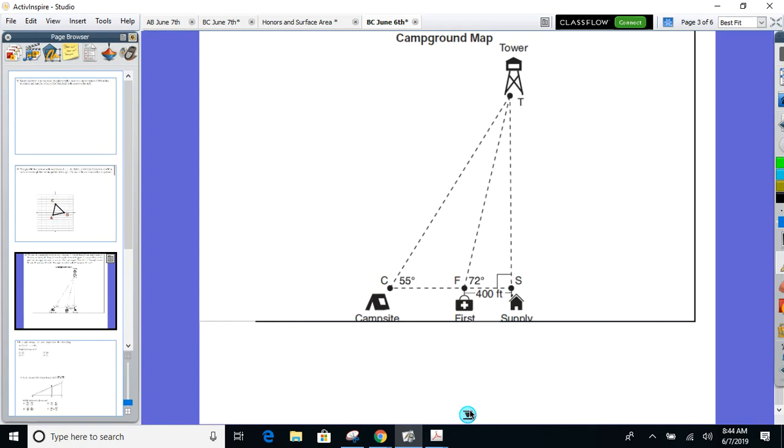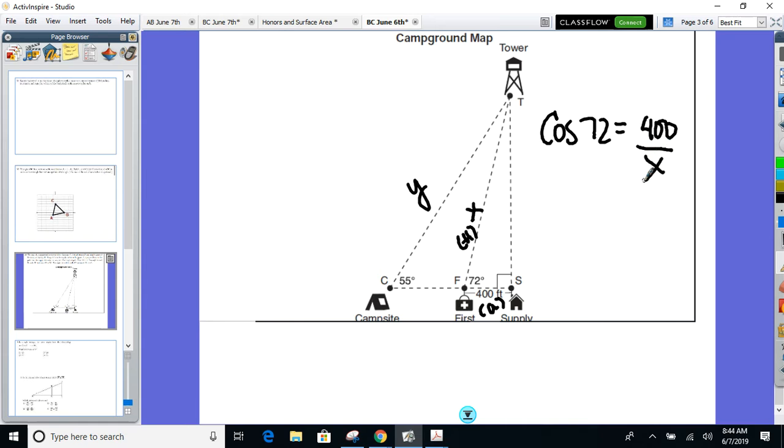So for this problem, we have to find the distance from C to T, but most of you found the distance from T to S using tangent, correct? Well, I could have found this side using adjacent, hypotenuse, so cosine. So I could have said the cosine of 72 is equal to 400 over x. This actually will tie into the problem Vincent had yesterday. So make sure my calculator's in degree mode. It is 400 divided by the cosine of 72.